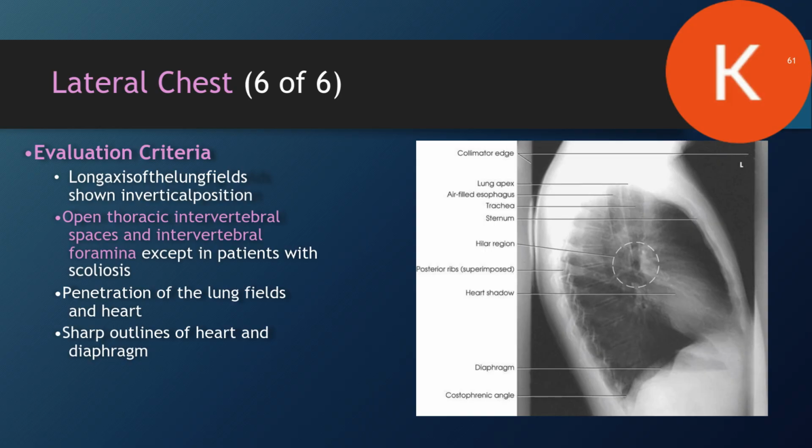So again, the long axis of the lungs would show in a true vertical position. You will see the open thoracic intervertebral spaces and intervertebral foramina, unless the patient has scoliosis, then those will be hard to see. And then obviously you see the heart shadow. If you have proper penetration, you will see the lung field, and then you will see the sharp outlines of the diaphragm and the heart.